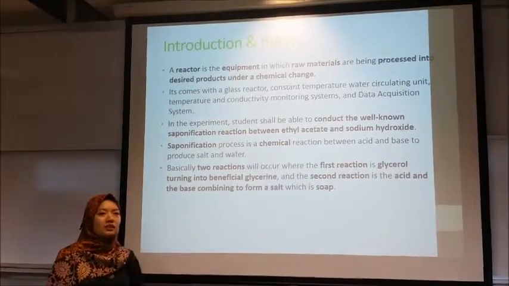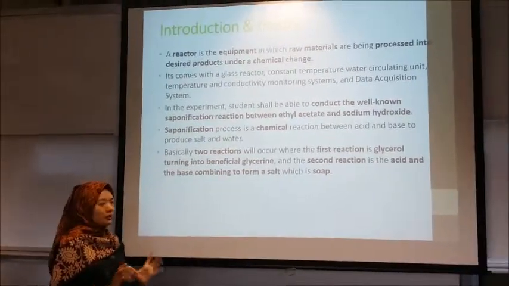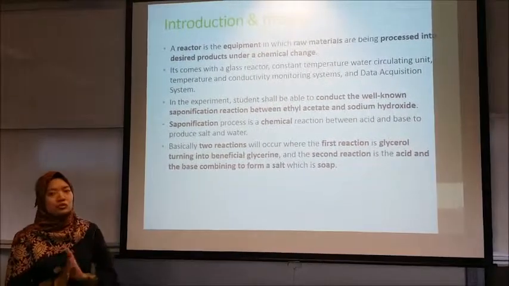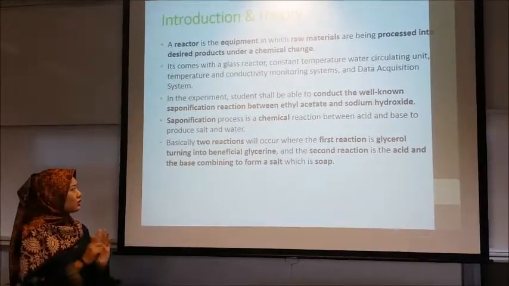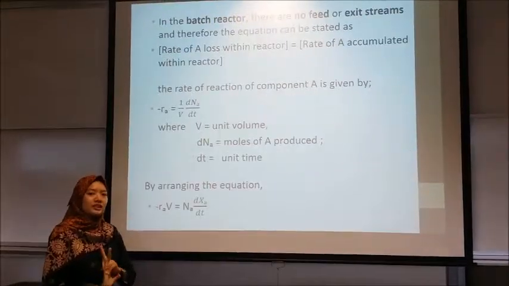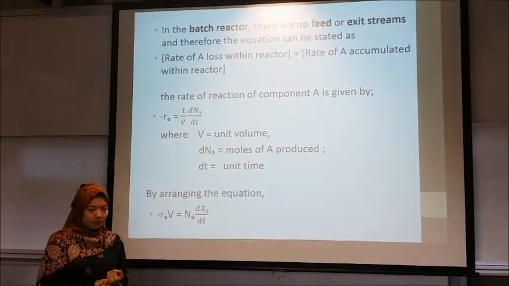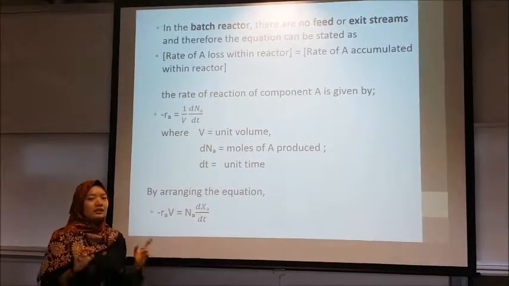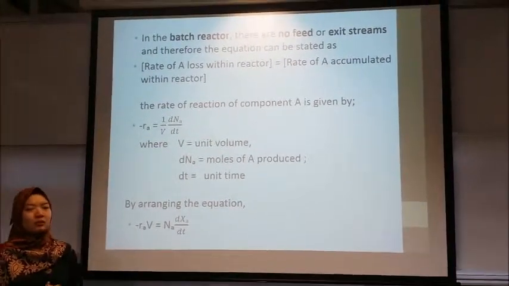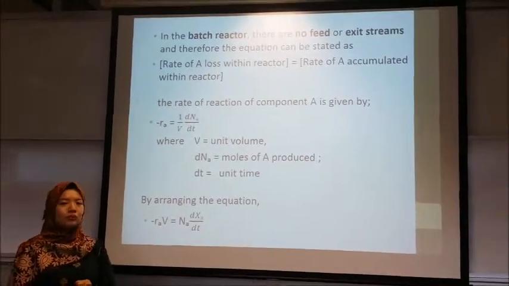As a general chemical reaction, the saponification reaction is the chemical reaction between acid and base to produce salt and water. In this experiment, the salt refers to the soap. Basically, two reactions occur in this experiment. The first is glycerol turning into glycerin, and the second is the combining of acid and base to produce soap.